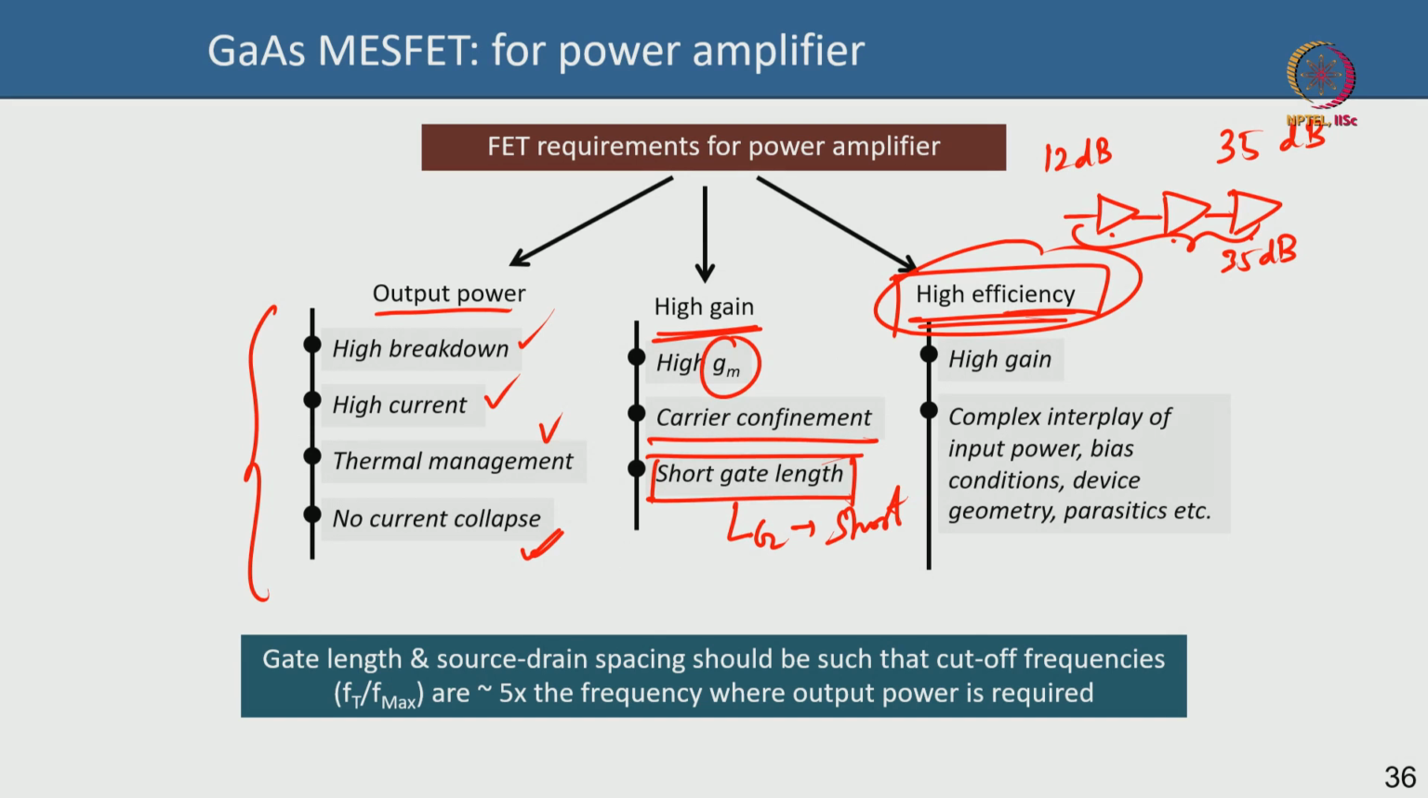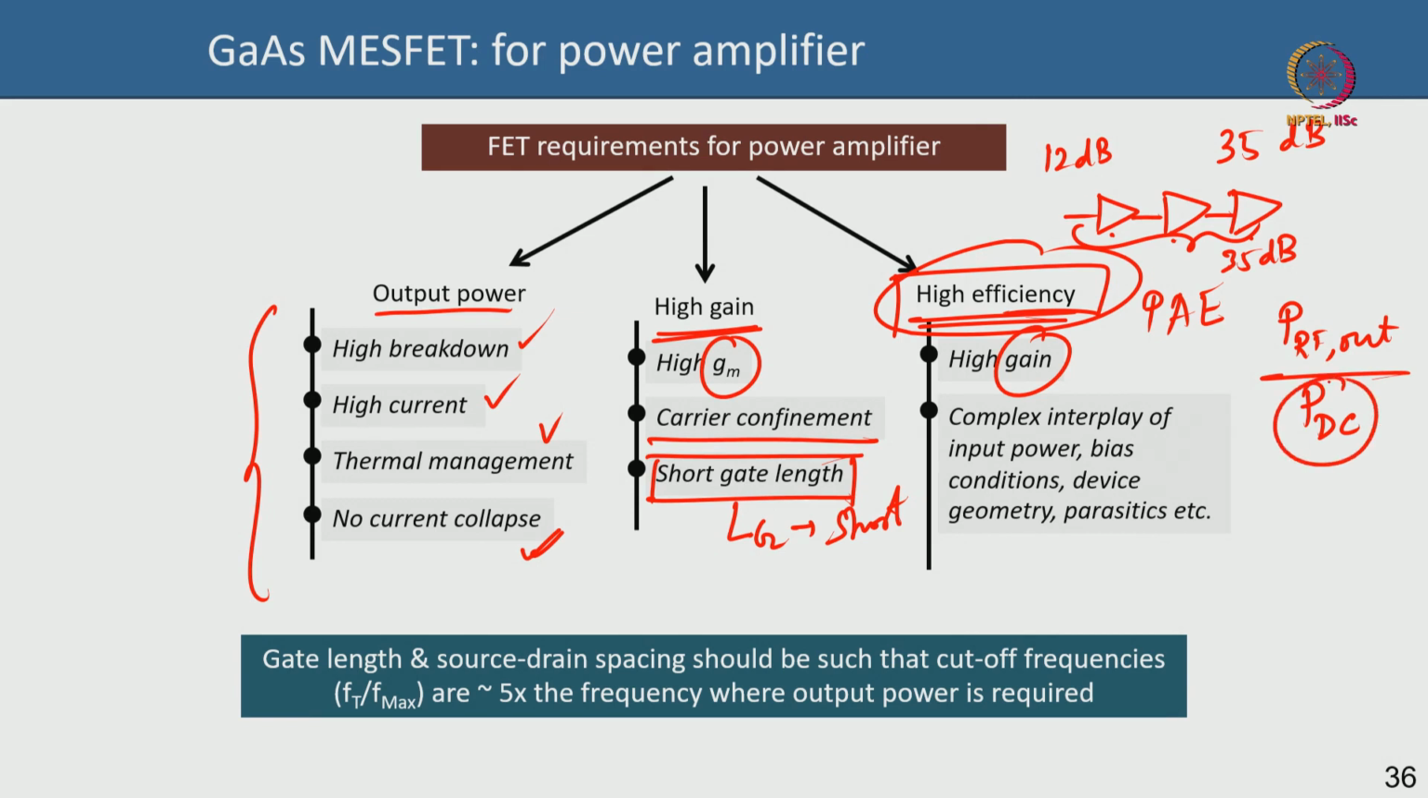There are different efficiencies, the most important here is power added efficiency. We will come to all these terms later on, but in general power added efficiency depends on gain. So, you need a high gain, you need a high GM. However, power added efficiency also depends on something called drain efficiency, and drain efficiency is basically how much RF output power you are getting divided by how much DC power you are supplying.